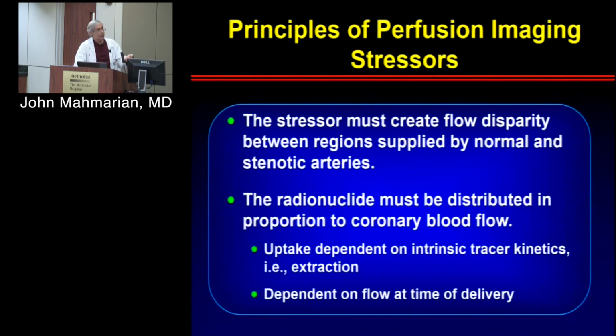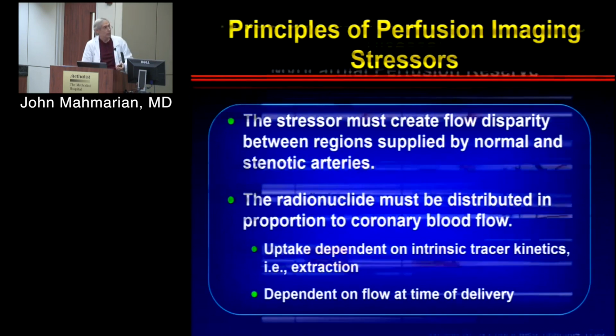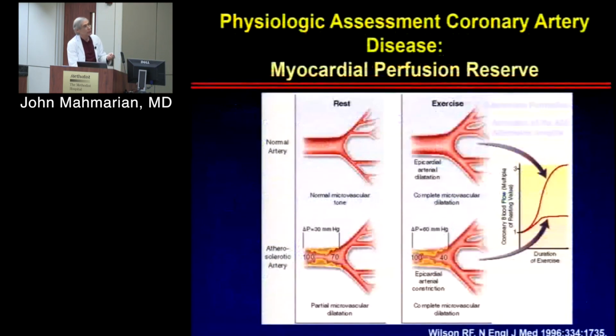Okay? And that's also not only dependent on being able to create these flow disparities, but to have a radiotracer that is taken up according to blood flow, so you can maximize the count difference between a normal area and an abnormal area. And just to show you how this might work, it's called myocardial perfusion reserve. So I always like to think about it as money in the bank.